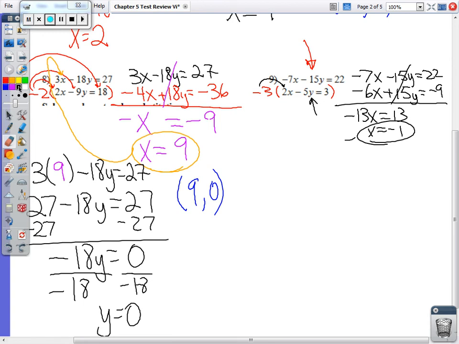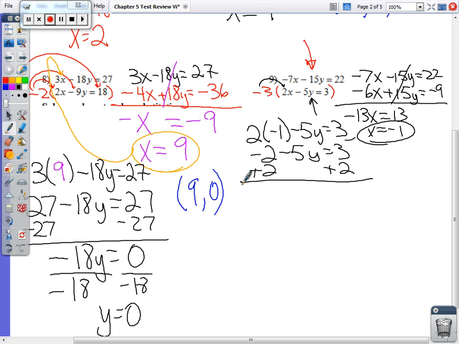Alright, so I'm going to plug it in for x. We have 2 times negative 1 minus 5y equals 3. So we have negative 2 minus 5y equals 3. When I add the 2 to both sides, we get negative 5y equals 5, therefore y equals negative 1. So my solution is the ordered pair negative 1, negative 1.